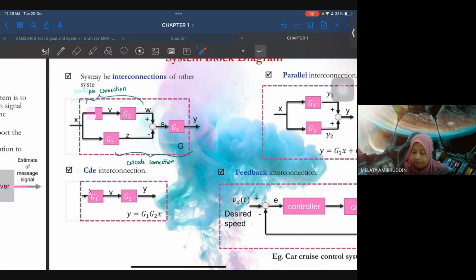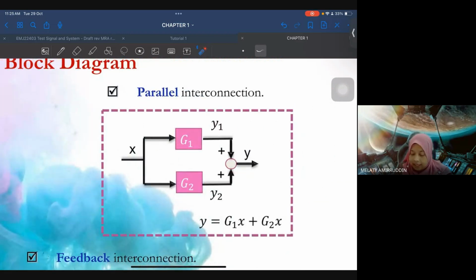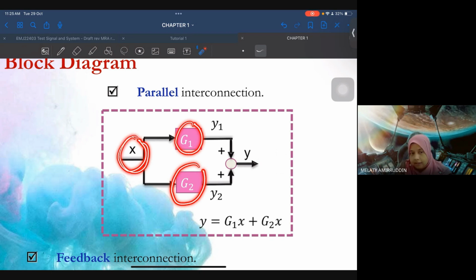Okay, for parallel interconnection, it's parallel. Okay, how to know the output? So G1 times X plus G2 times X. This plus sign is referring to this.